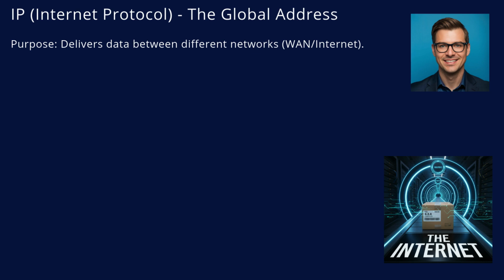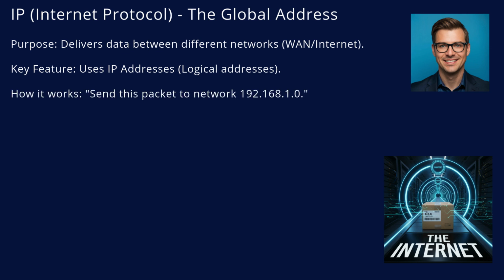Next up is IP, the Internet Protocol. This is the global address system. Its purpose is to get data from your network to a completely different network on the other side of the planet. It uses IP addresses, which are logical, not physical. They tell the routers where in the world the destination is.